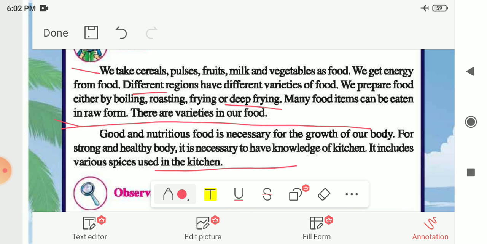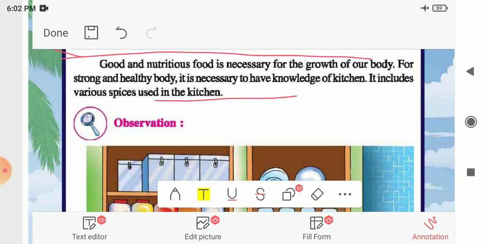For a strong and healthy body, it is necessary to have knowledge of the kitchen. Then we can take good food which is full of nutrition. And it also includes the various spices used in the kitchen. This knowledge also includes the varieties of spices.